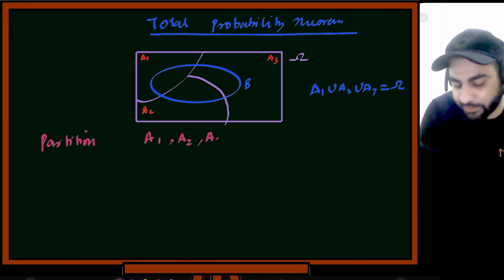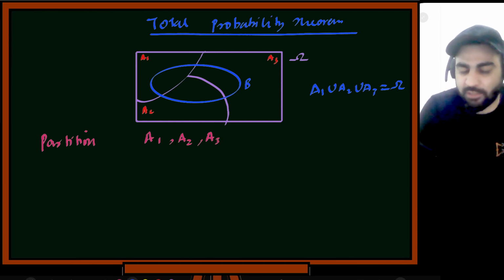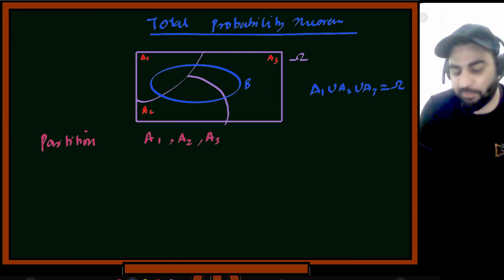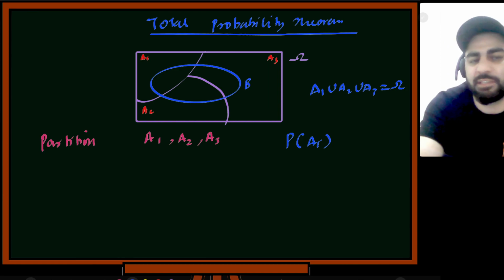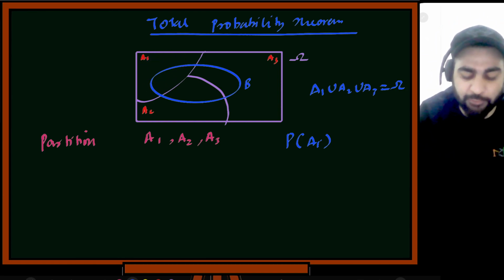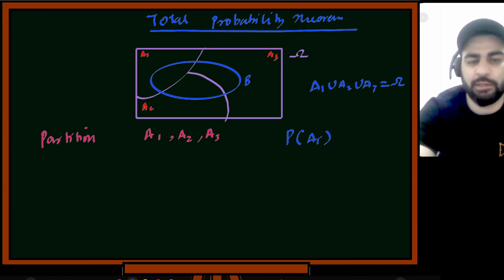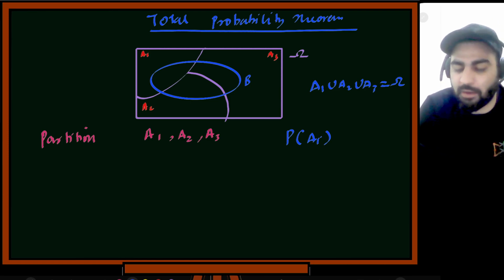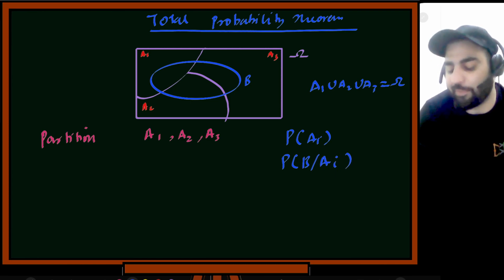These are three partitions. Then I have some belief. Let's suppose I say the probability that Ai will happen. This is my belief, and this will be given to me. So I'll have some probability assigned to A1, A2 and A3. I'll say this is given to me, the probability of A1. Now I also might have the probability that B will happen given that Ai happened.